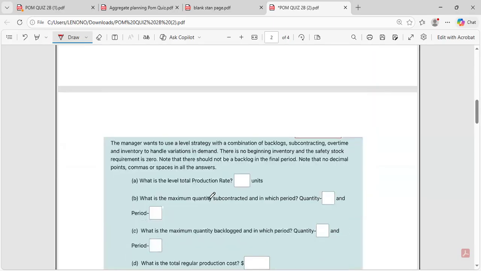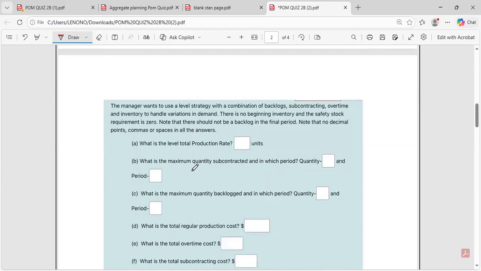All right, so the question now says the manager wants to use a level strategy with a combination of backlogs, subcontracting, overtime, and inventory to handle variations in demand. There is no beginning inventory, and the safety stock is 0. So now the first question says, what is the level total production rate, in units?